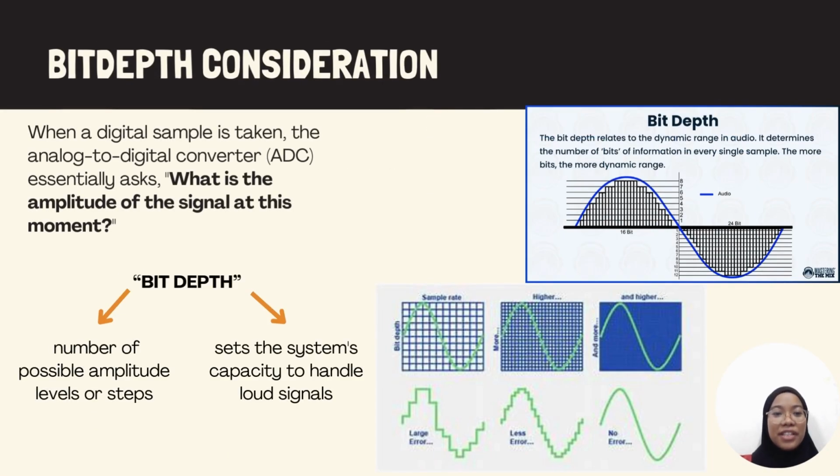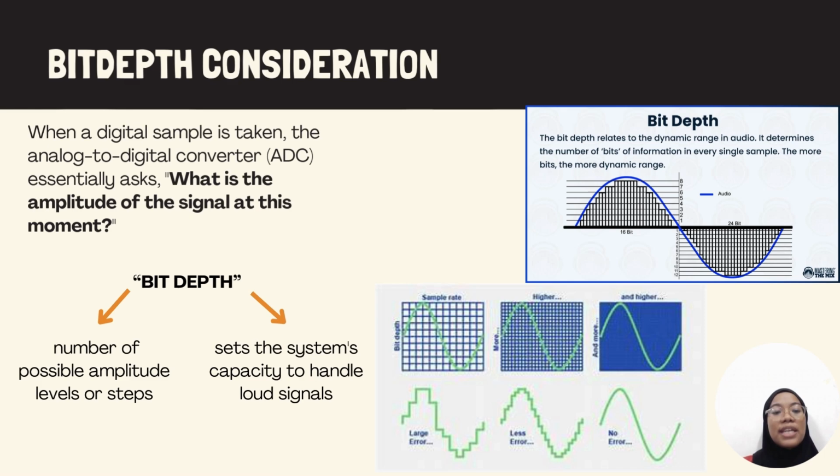Next, bit depth consideration. When a digital sample is taken, the ADC essentially asks what is the amplitude of the signal at this moment. The answer to this question is determined by the bit depth. So, what does the bit depth do? First, bit depth defines the number of possible amplitude levels or steps. Based on the picture, we can see that the higher the bit depth, the more precise the representation of the signal. This allows smoother transitions between levels, reducing noise and distortion.